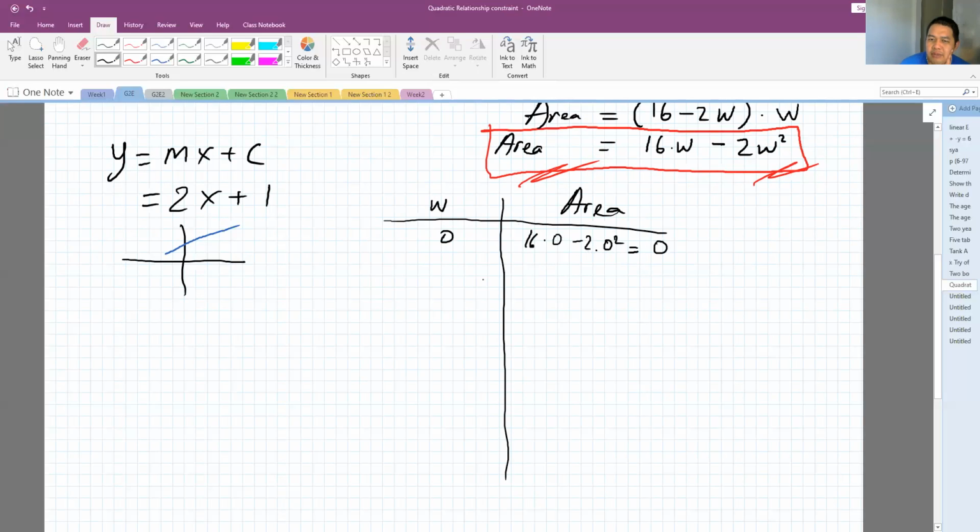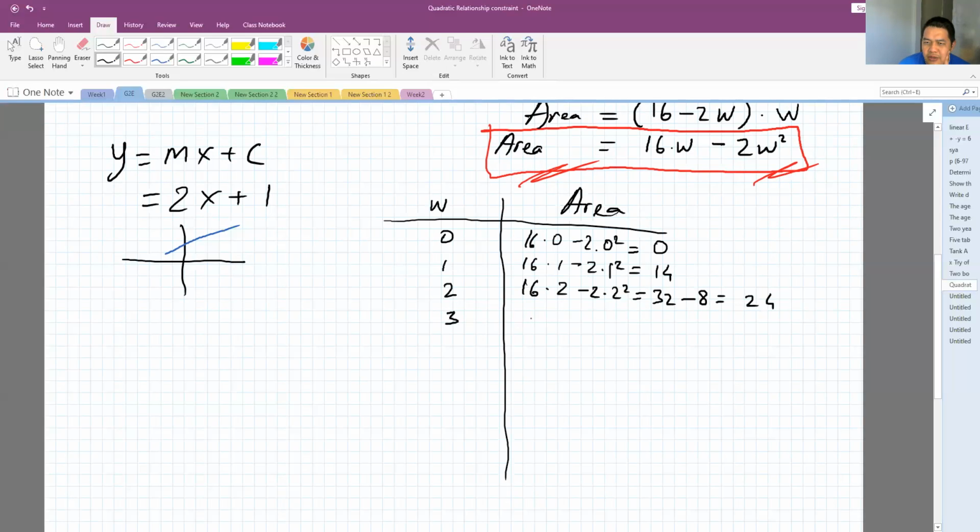Of course, the area will be 0. Now, when the width equals 1, for example, it will be 16 times 1 minus 2 times 1 squared. So it will be 14. And then we can continue. For example, when the width equals 2, 16 times 2 minus 2 times 2 squared. So 32 minus 8, yeah, this is 24.